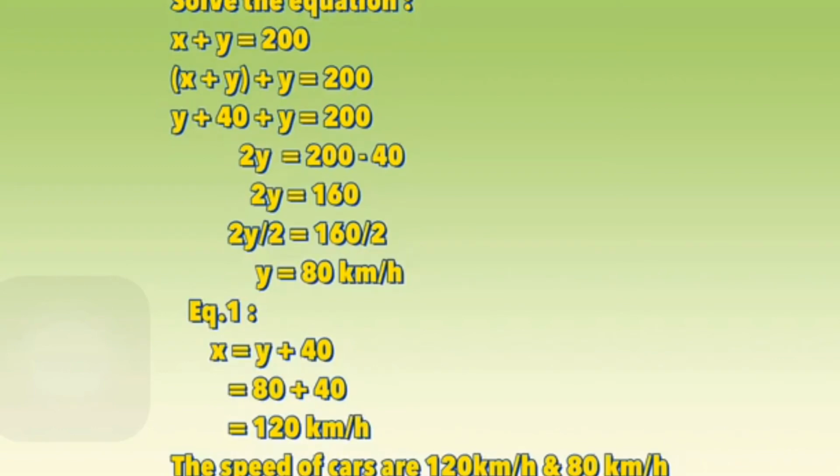Then solve for x using equation 1. We just have to substitute. x equals y plus 40. The value of y is 80, so 80 plus 40, x equals 120 kilometers per hour. So the speeds of the cars are 120 kilometers per hour and 80 kilometers per hour.